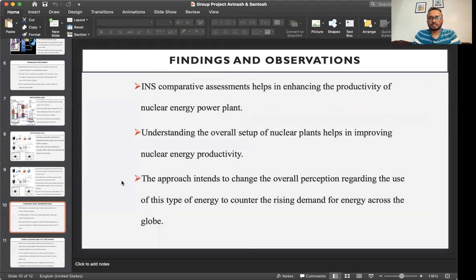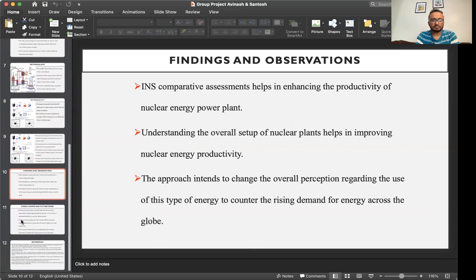Findings and observation. Okay, I'm going to talk about the findings and observation. INS comparative assessment helps in enhancing the productivity of nuclear energy power plants. Understanding the overall setup of nuclear plants helps in improving nuclear energy productivity. The approach tends to change the overall perception regarding the use of this type of energy to counter the rising demand of energy across the globe.